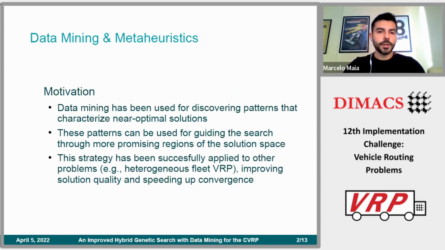So I'm going to start by talking of the essence of using data mining with Metaheuristics. In this context, data mining has been used for discovering patterns that characterize near-optimal solutions. And the idea is that these patterns can be used for guiding the search through more promising regions of the solution space. This strategy has already been used in some Metaheuristics for many other problems.